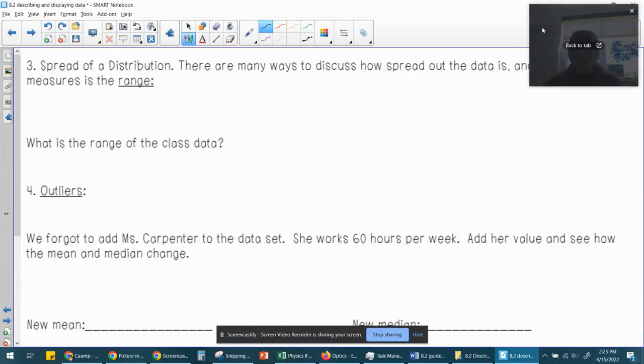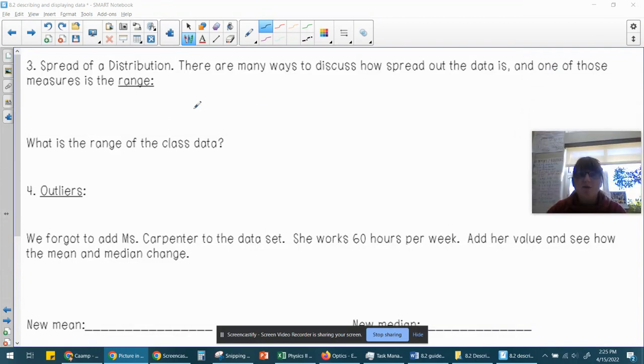All right, we can also talk about how spread out the distribution is. There's a lot of ways to talk about that, but we're just going to focus on the range. So the range is just the max minus the min. So for our data, 20 hours minus a minimum of 0 is a range of 20 hours.